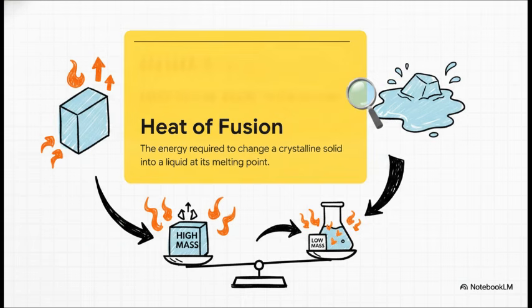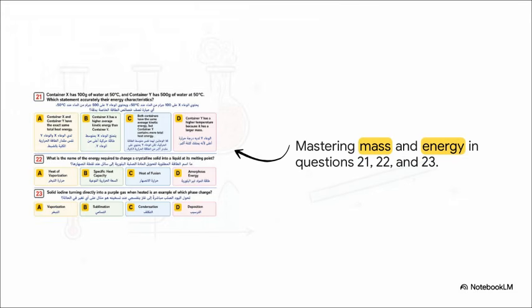That energy we just talked about, the energy doing the heavy lifting of overcoming those solid bonds, actually has a specific name. It's the heat of fusion, or harat al-insihar. Simply put, it's the exact amount of energy required to change a crystalline solid into a liquid at its melting point. And keep in mind, the total amount of heat energy you need depends entirely on the mass of the substance you're trying to melt. Let's see how mass and energy play out in this next block of questions.